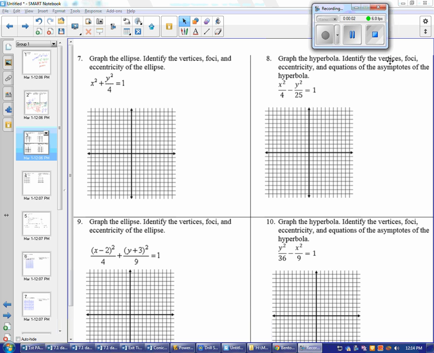Okay, so I'm going to graph number 8 with you. It's a hyperbola. It says that it's a hyperbola in the text, but I don't need the text to tell me that. I see that minus sign. That tells me it's a hyperbola. It's going to be a horizontal hyperbola because x is the first term.